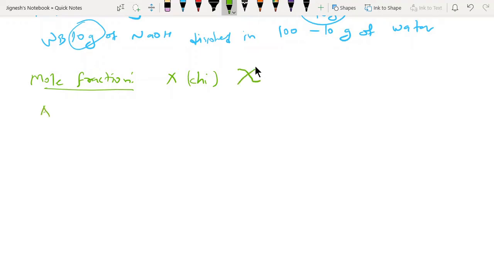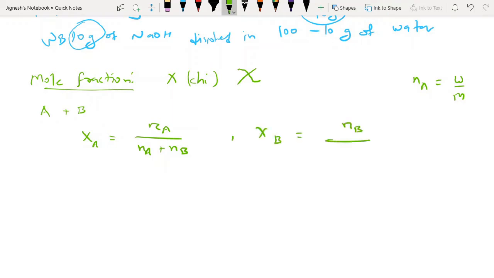Suppose I have a component A and component B. So what can I get? The mole fraction of component A is equal to what? Number of moles of A divided by total number of moles. And yes, we know from the previous sections we have studied, number of moles is equal to given mass upon molar mass. Same way, the mole fraction of A is the ratio of component A to the total number of moles, and X of B is equal to what? N of B divided by N of A plus N of B.